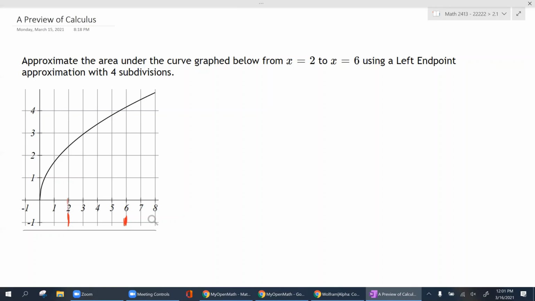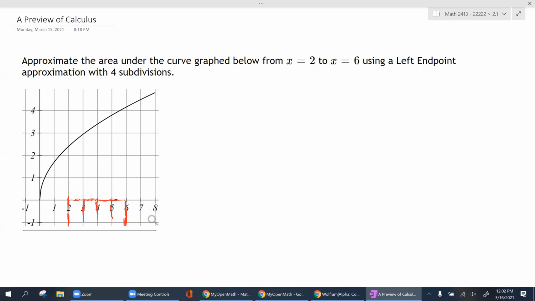One rectangle is going to be from here to here, one from here to here, one from here to here, and one from here to here. If it was 8 subdivisions, you would have 8 rectangles, with divisions here, here, here, and here. But more on that in the upcoming sections. For now, you just need this 4.